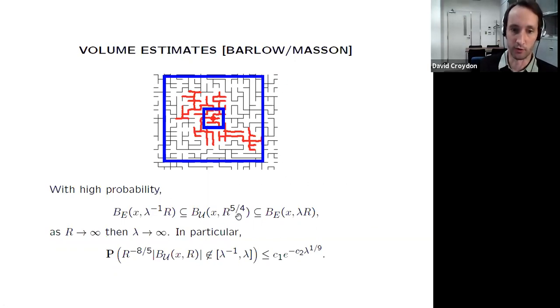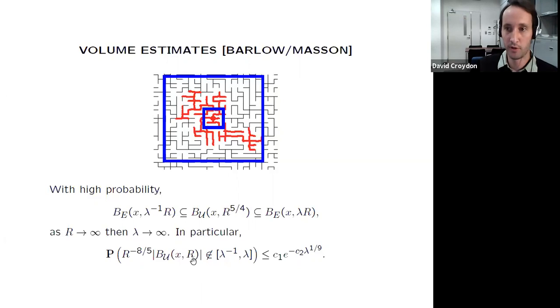Like this. And so that was a result of Barlow and Masson. Just a bit more specifically, it's easy from this to see how the exponents map to the volume of balls in the uniform spanning tree. In particular, if I shift this exponent over here, then I see that the ball of radius r here has radius r to the 4/5 in the Euclidean sense.